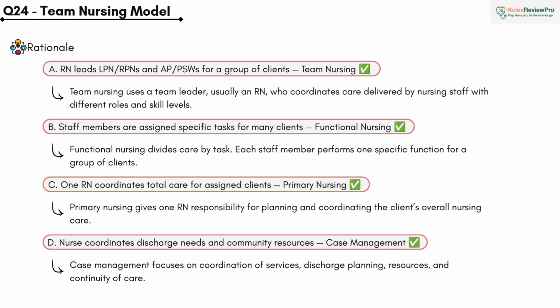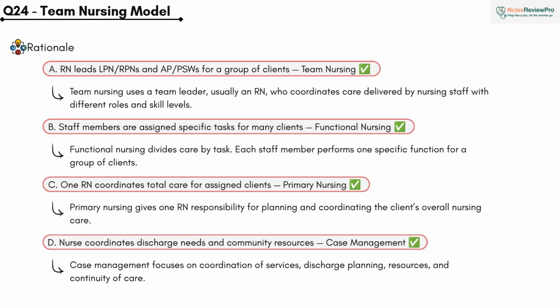For option C, one RN is responsible for planning and coordinating the total care of assigned clients during the hospital stay. This describes primary nursing. Primary nursing gives one RN responsibility for planning and coordinating the client's overall nursing care. The clue is one RN responsible for total care planning.